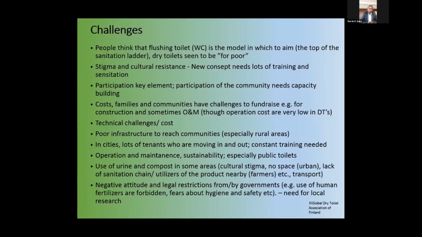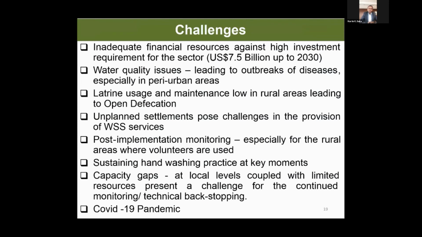Just go back on the challenges, not that one before. There we go. Yeah. So I was explaining on the issue of water quality issues leading to outbreaks of diseases. I was expanding on that a bit, but however, we can continue.